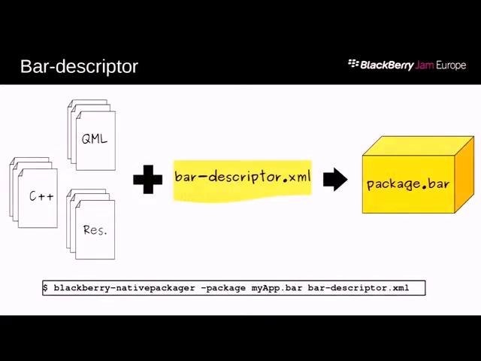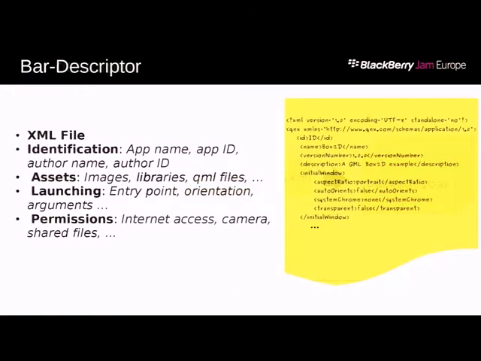OK, so I will briefly talk about the bar descriptor. In order to deploy your application onto the device, you need to create a package on BlackBerry 10. To create a package, you simply need a bar descriptor. And with the command you see here, this will create the package of your application based on the bar descriptor. Of course, you don't need to remember this command, because Qt Creator will handle everything behind the scenes.